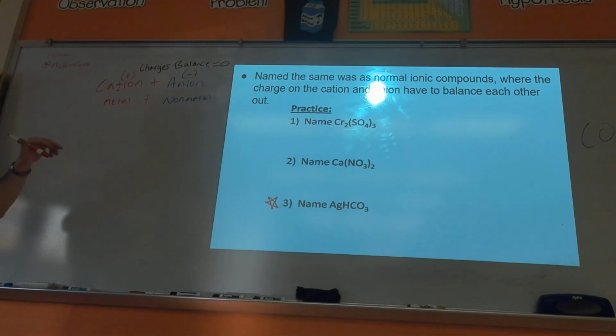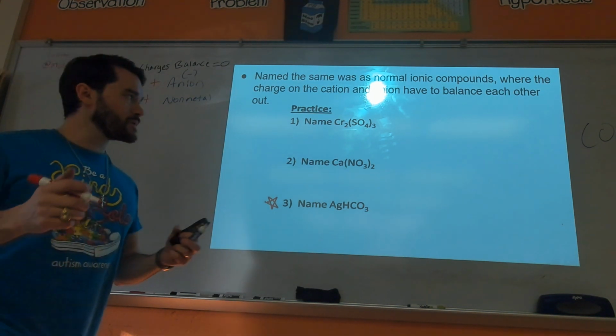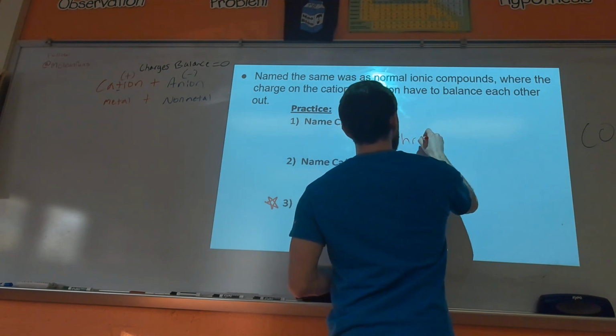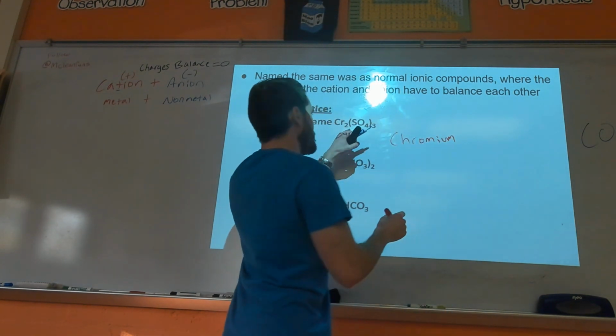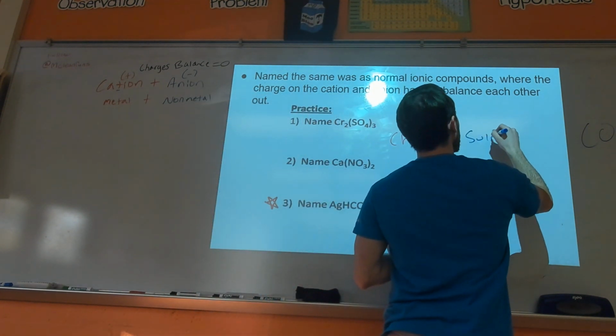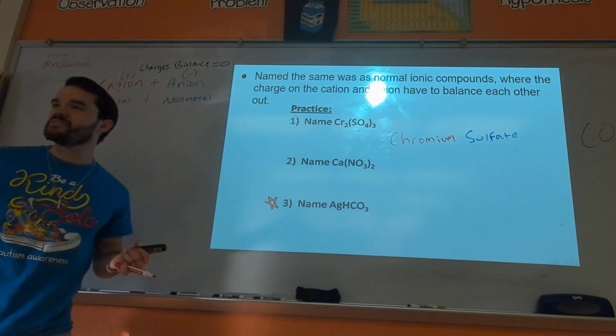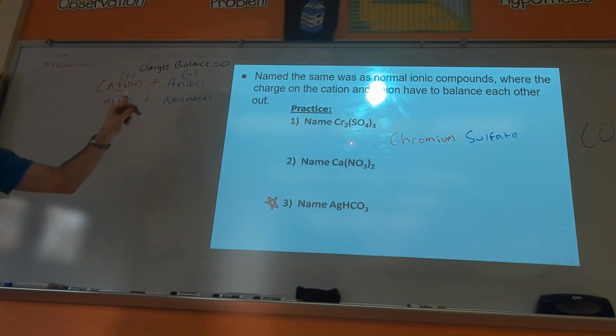Same rule. So Cr, what is Cr? It's not as commonly used of an atom. What would the answer be? Chromium sulfate. There you go. So Cr is chromium, and then SO4, that's sulfate. So you just say chromium sulfate. In other words, naming is actually easier than the other ones, as long as you know the polyatomic ions.